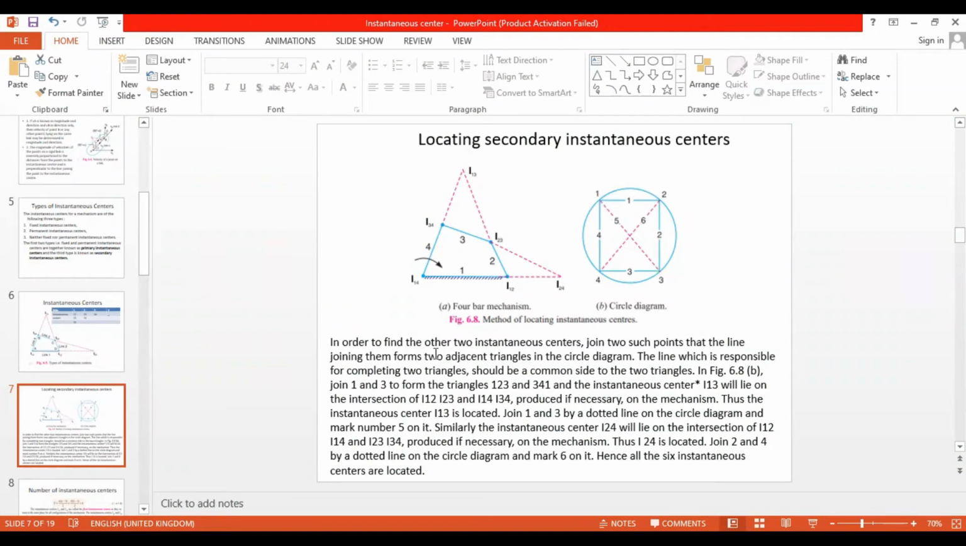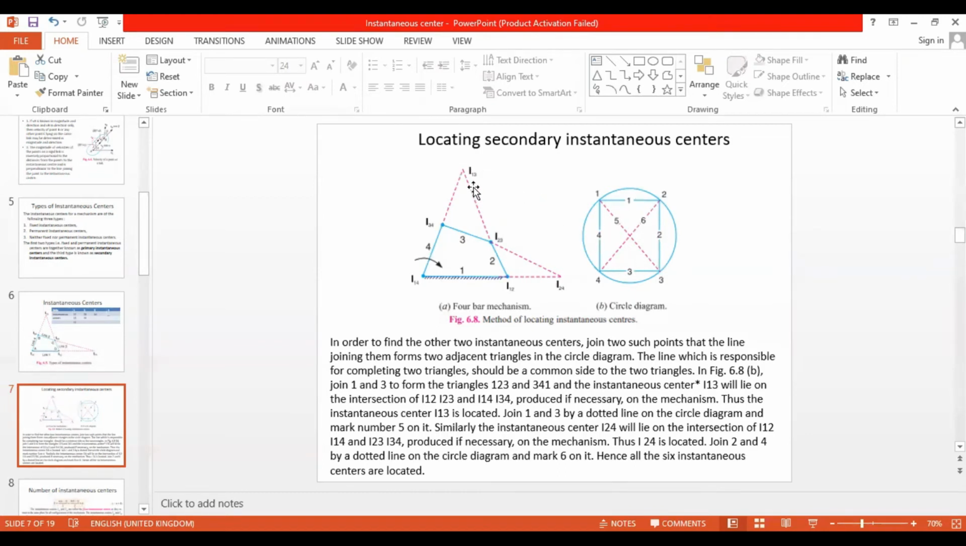All right. So in order to find the other 2 instantaneous centers, already you have found 4. In order to find these 2, what we have to do is join 2 such points that the line joining them forms 2 adjacent triangles in the circle diagram, right? So now I mark these 4 points, 1, 2, 3, 4. I joined them. Then I can put the link name also, right? So this is link 1, link 2, link 3, and link 4. So this part is over.